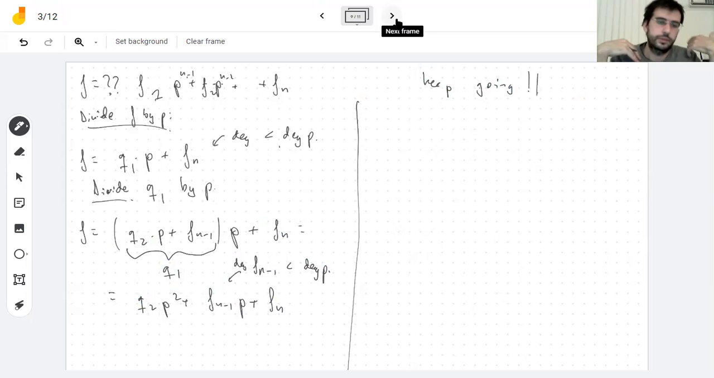The Qs, the degree keeps decreasing because we're always dividing by P. They decrease by exactly the degree of P each time. There's my phone dying.